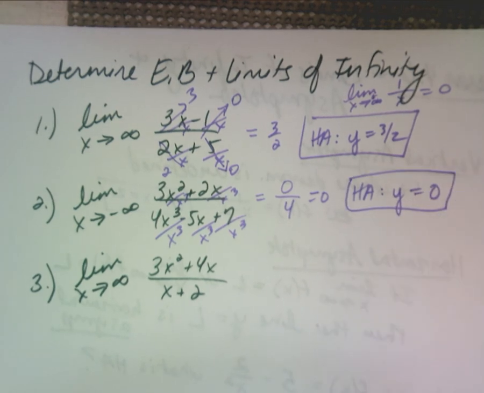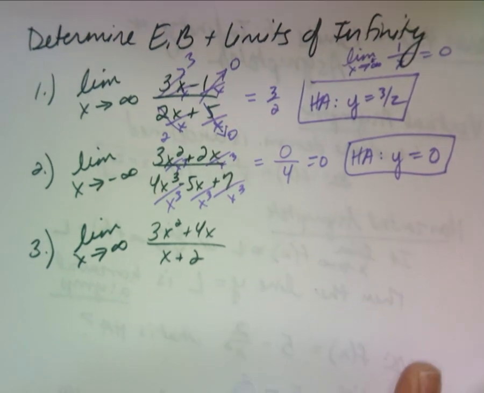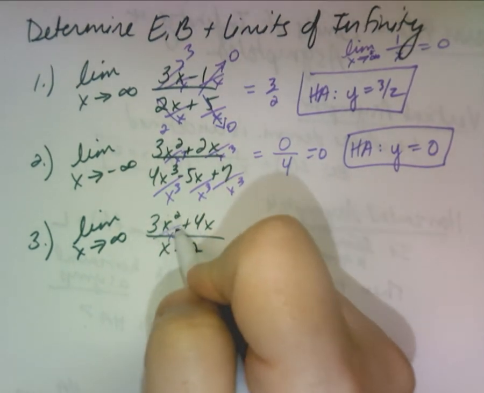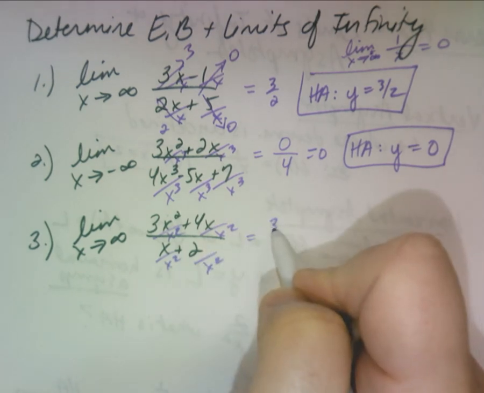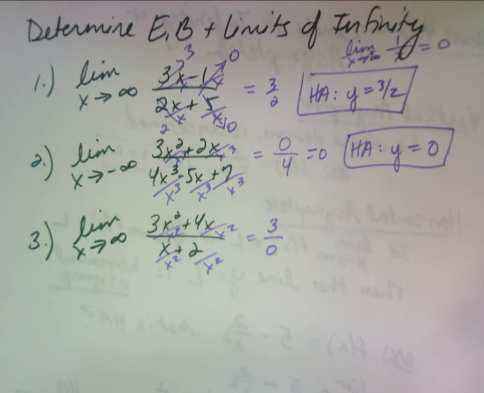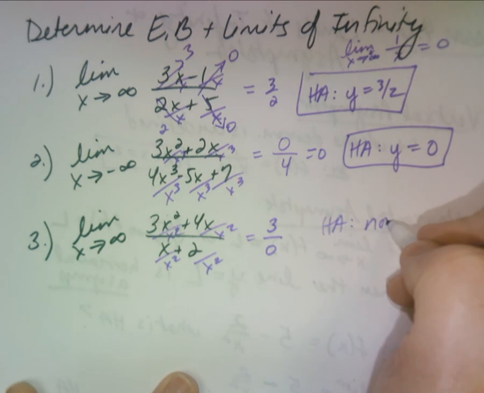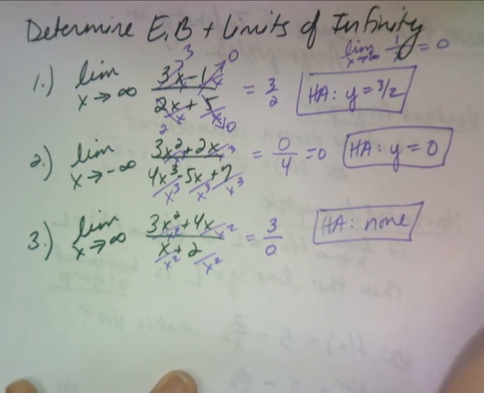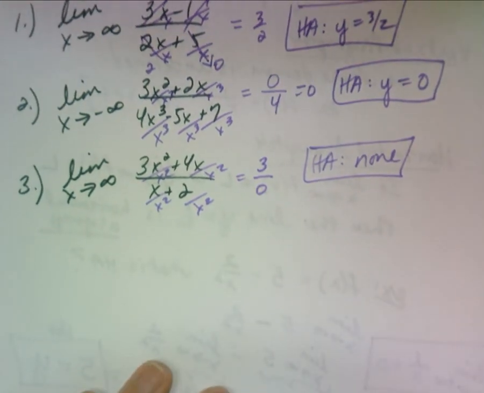Remember, I told you there's only 3 things it can be. It can be a coefficient, y can equal 0, or this last one. If I divide everything by x squared, now I have 3 over 0. Is that allowed? No. What do you think then my horizontal asymptote is? None. I would say horizontal asymptote, none. But you do have to find something else that you may not remember from last year.